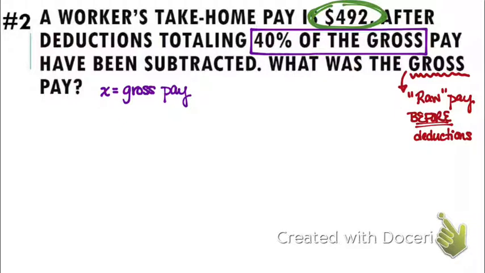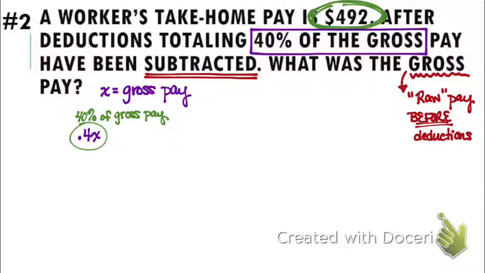So I heard 0.4x. What does that mean if I do that? Alright, I'll allow 40%. That is 40% of what? X. What is X? Gross pay. So 40% of gross pay. What has happened to that 40% of the gross pay? What did it say happened with that? It was subtracted from what? The pay. From the gross pay, right?